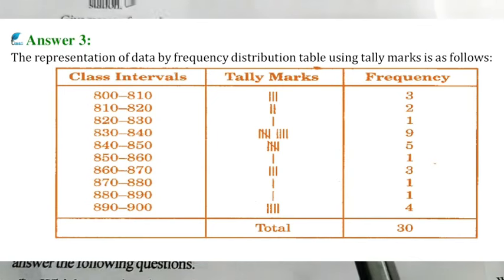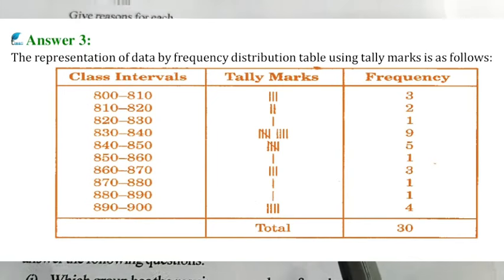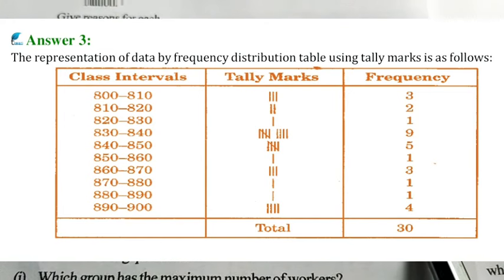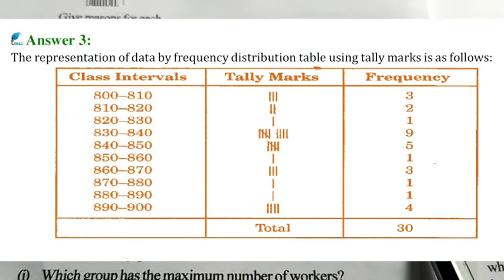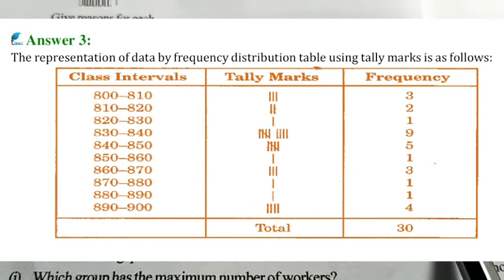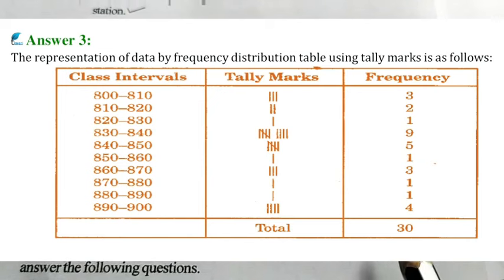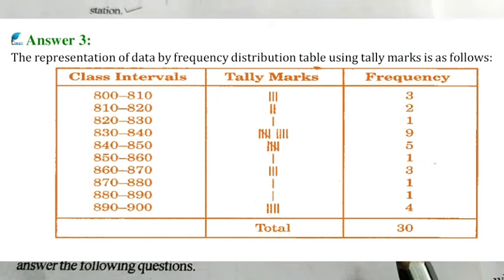Here I gave a printed one, just go through that one and you will understand. Like that only you have to do for 810 to 820, meaning 810 will be included and below 820. So like that you have to draw the frequency table.